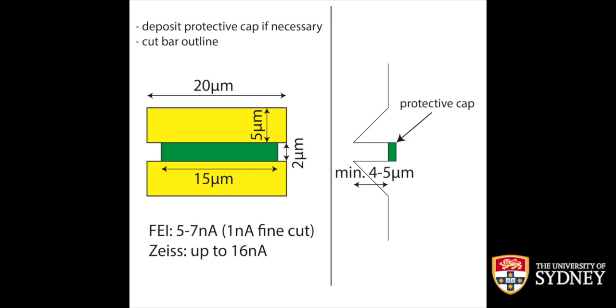Usually this means that on most metals, this will take about 15 to 20 minutes to mill. On things that mill faster, like silicon or gallium arsenide, it might only take 10 minutes. If you've got something with a very low sputter yield, it might take a little bit longer to mill everything, but about 15 to 20 minutes is a good time.